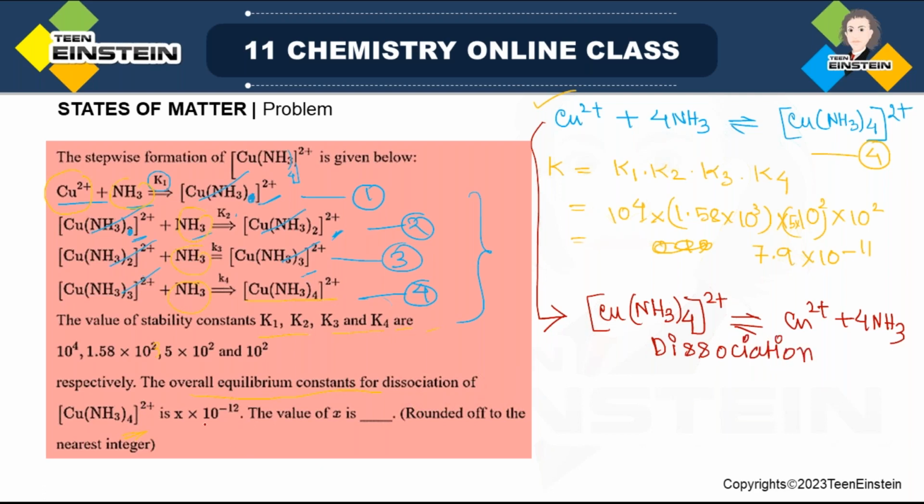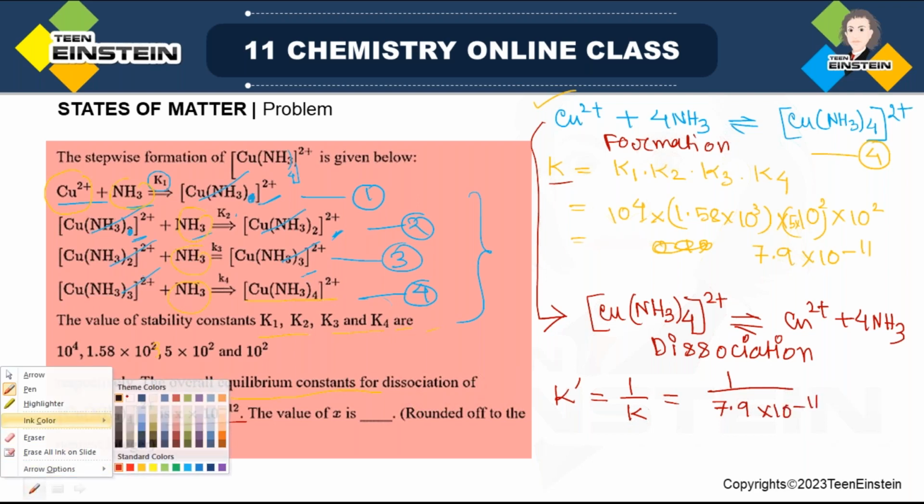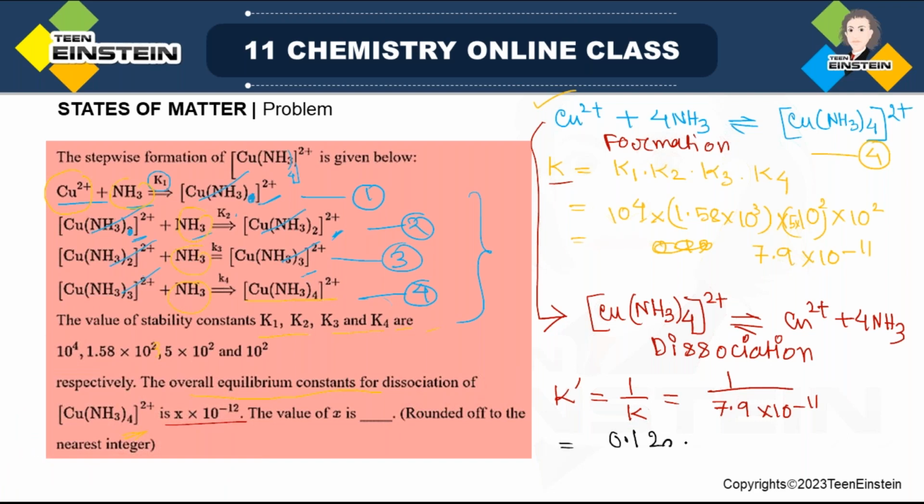And for this reaction, the question is asking the value in this format. But this is basically formation. Both are not the same. So for the formation, it is the K value, which is 7.9 into 10 to the power minus 11. So for dissociation, the value should be K prime, which is the reverse of K. So now I will write 1 by 7.9 into 10 to the power minus 11. 1 divided by 7.9 is actually 0.126 into 10 to the power 11, but you have to write it in this format. So if you change it to 10 to the power minus 12, it will be 1.26. You have to round off to the nearest integer. So this is basically x, which is almost equal to 1. So the answer of x is 1. In this way we can solve this problem.